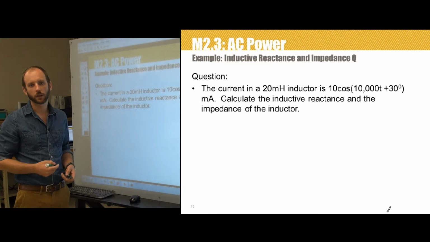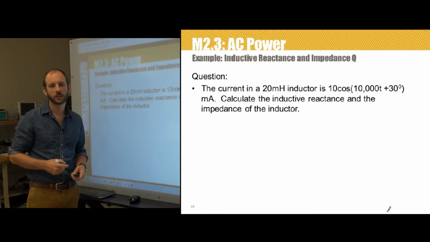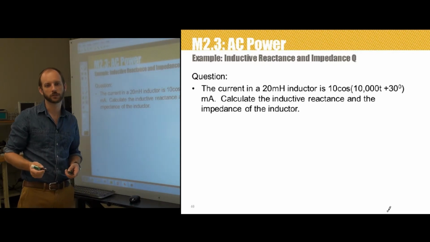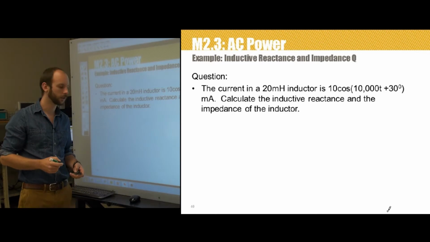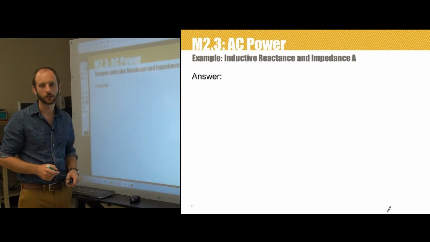So let's do a few calculations of reactance and impedance, and we're going to start with inductors. We say the current in a 20 millihenry inductor is given by this function, 10 cosine 10,000 t plus 30 degrees milliamps. Can we go ahead and calculate the inductive reactance and the impedance of the inductor?